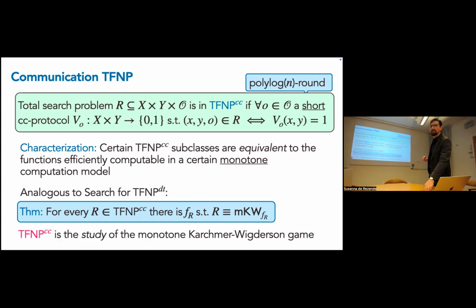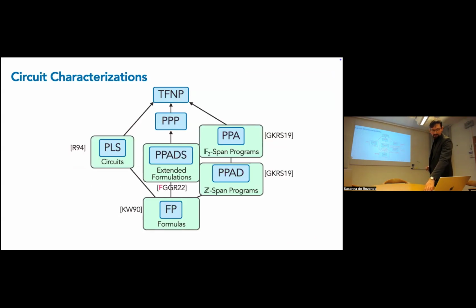So communication TFNP is the study of the monotone Karchmer-Wigderson game. And from this, we get a bunch of characterizations. I just mentioned PLS is circuits, P is formulas. We also get extended formulations and span programs. These are monotone span programs over F2 and Z. Everything here is monotone, right? Yes. So these are all monotone.